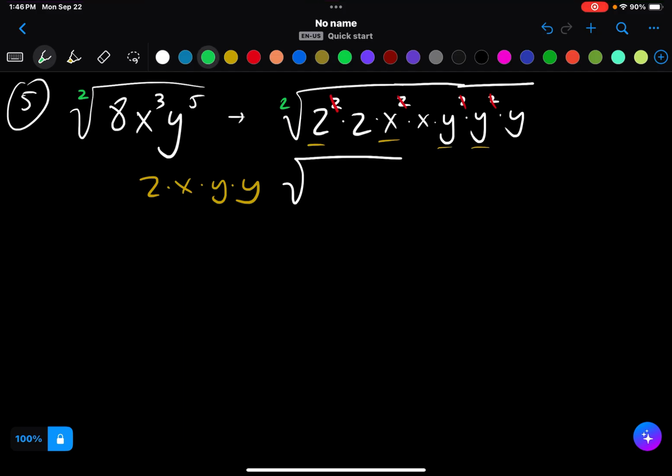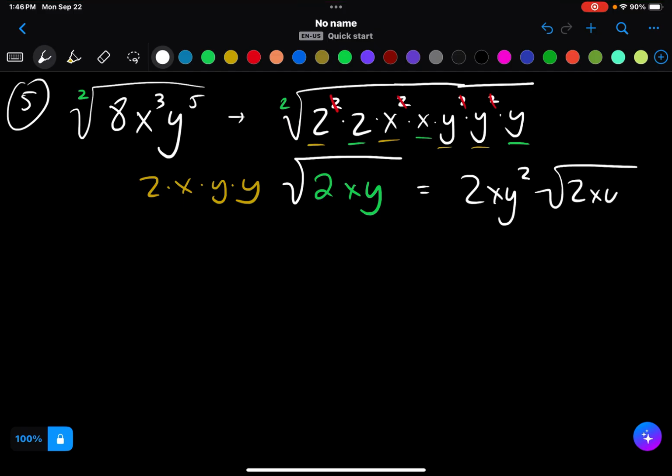And everything that did not get canceled or did not have a power to cancel gets to stay. So this 2, this x, and this y gets to stay. So your final answer is 2x y to the 2nd, and underneath the radical you have 2xy, and that is the answer to number 5.